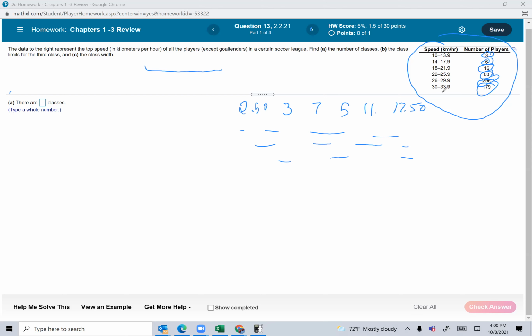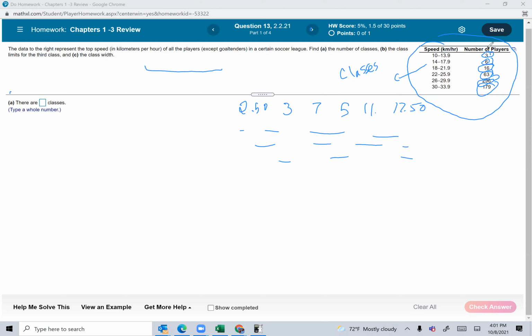This is called the frequency distribution table. This table has 1, 2, 3, 4, 5, 6 rows of data. They call them classes in statistics. And each class, guys, has a lower bound and an upper bound. Like the first class starts at 10 and ends at 13.9. And I would like you to notice, guys, that there is no overlapping between the classes. Look, this ends at 13.9. This immediately starts at 14. No overlapping.